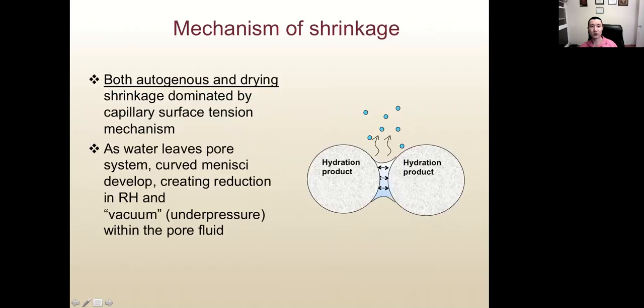All right. So the mechanism of shrinkage, both dry shrinkage and autogeneous shrinkage, is caused by capillary surface tension. When water leaves the pore system, we have the curved menisci, which is the surface of pore water. The curvature decides how much shrinkage stress it will generate. The higher the curvature, the higher the shrinkage stress.